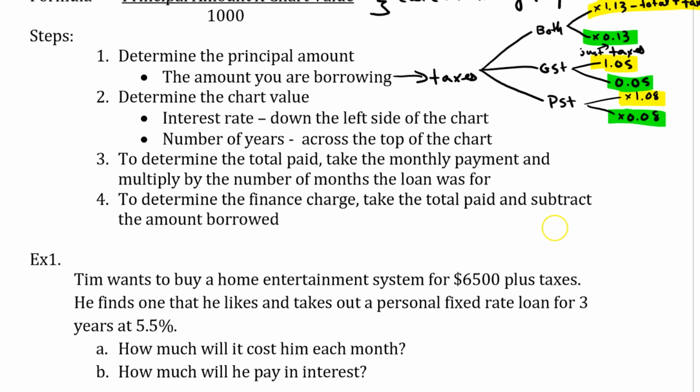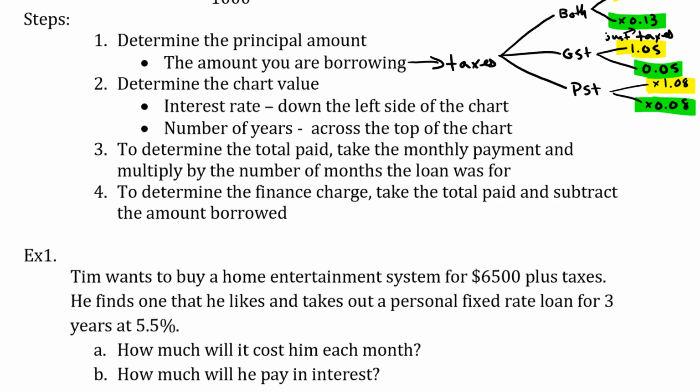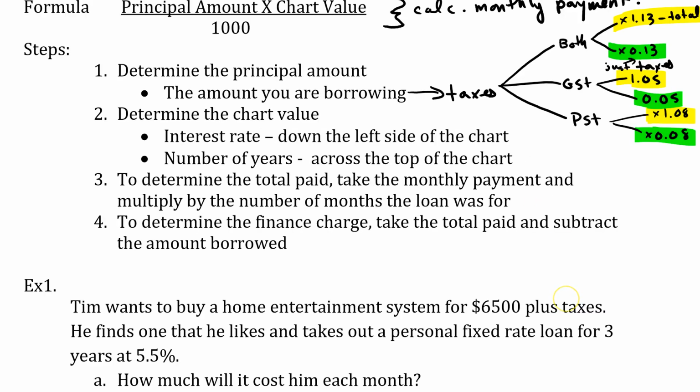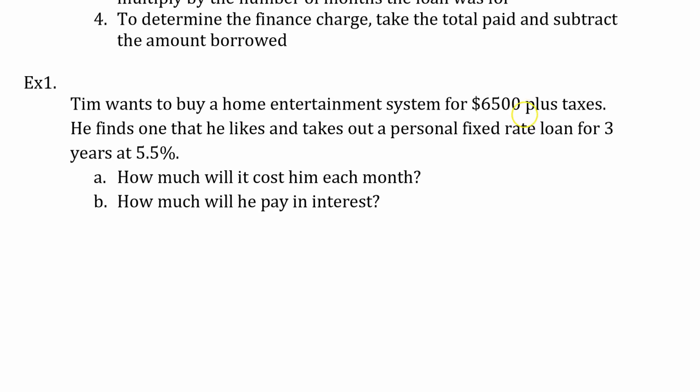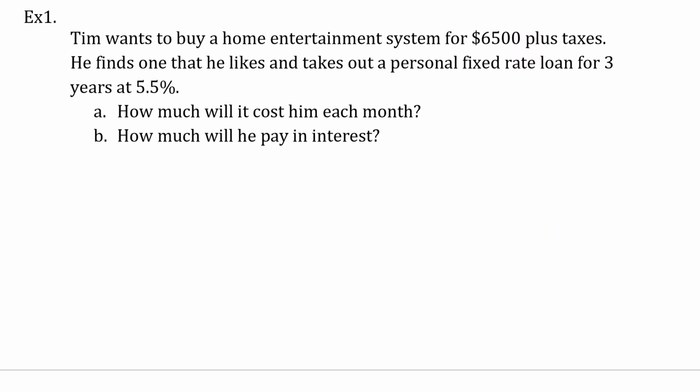Okay, so when you want to determine the total amount paid, take the monthly payment and multiply it by the number of months that the loan is for. Then to determine the finance charge or the interest, take the total amount paid and subtract the amount borrowed. This is quite a bit of a list, but when you see it actually in play in a question, I think you'll be able to get it no problem.